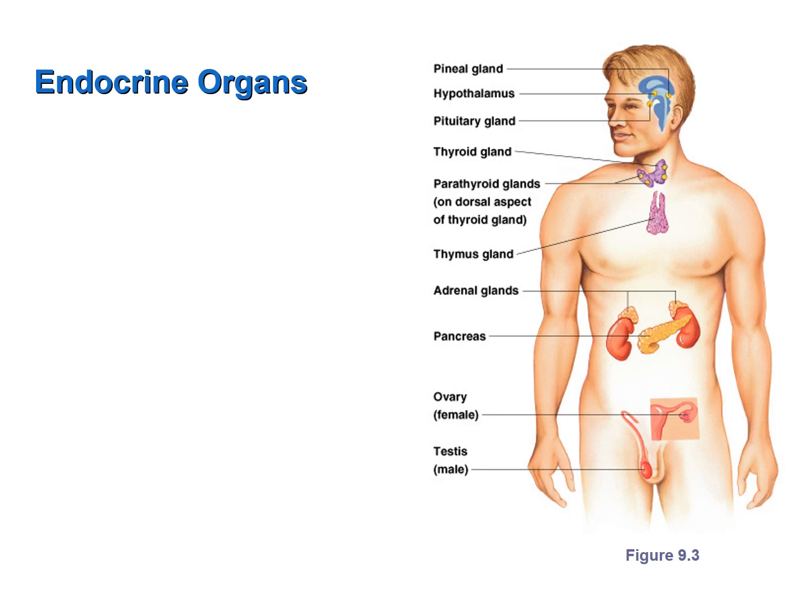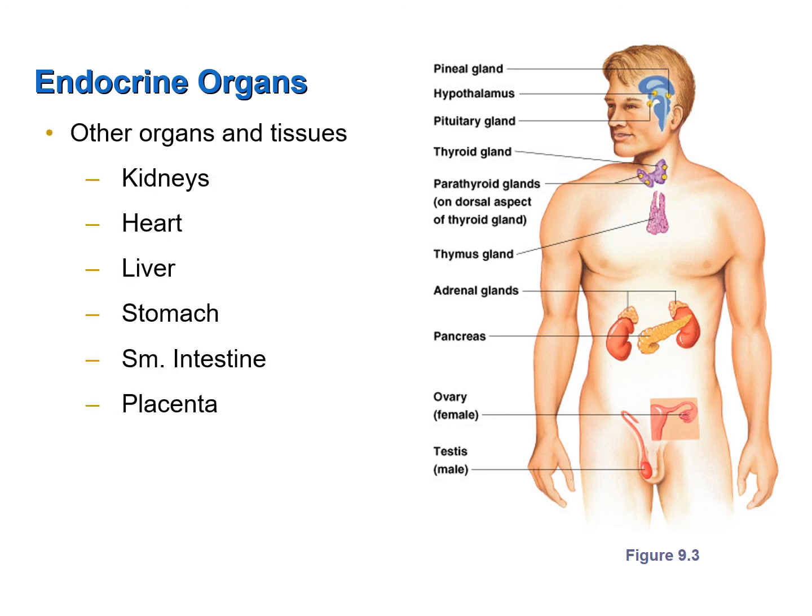I also want you to be aware that there are many other organs which are not considered endocrine organs, but yet also produce hormones. The kidneys, the heart, the liver, various portions of your digestive tract, as well as the placenta, all produce very important hormones. So there are many organs and many tissues that, while they're not considered endocrine organs, do produce very important hormones.